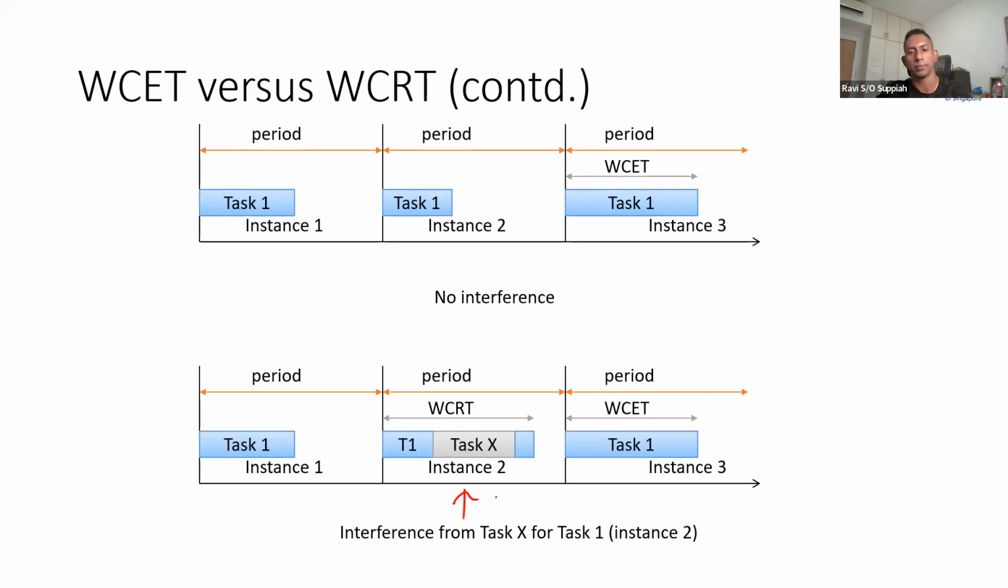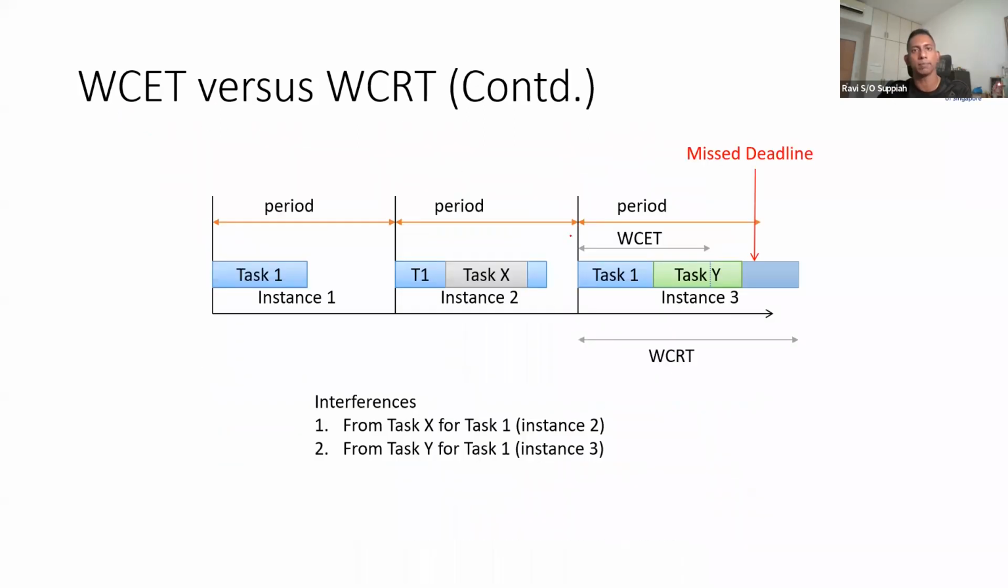Example over here: originally you only took this amount of time, but because of the interference, that means the preemption, you now take more time. So that is the other term that you must be familiar with: worst case execution time and worst case response time. When you have interference, there is a higher chance that you will miss the deadline, as can be shown here, where there is a task Y interfering with task 1, and because of that, you miss the deadline.